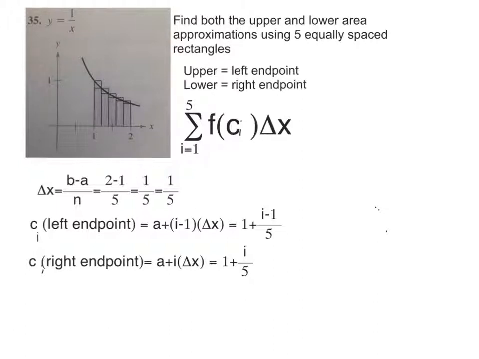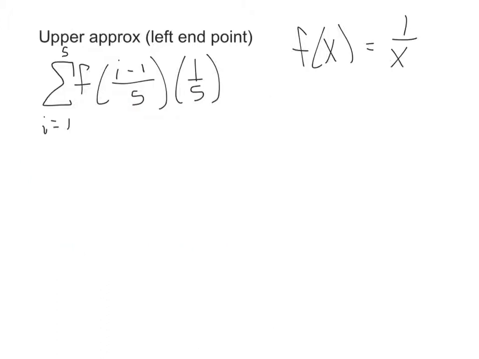And my right endpoint is going to be, of course, my a plus i delta x, where I'm taking my a value of 1 and I'm adding a delta x every single time. So I'm adding 1 over 5 every time. That's why we use the i. Alright, so let's dive into this.